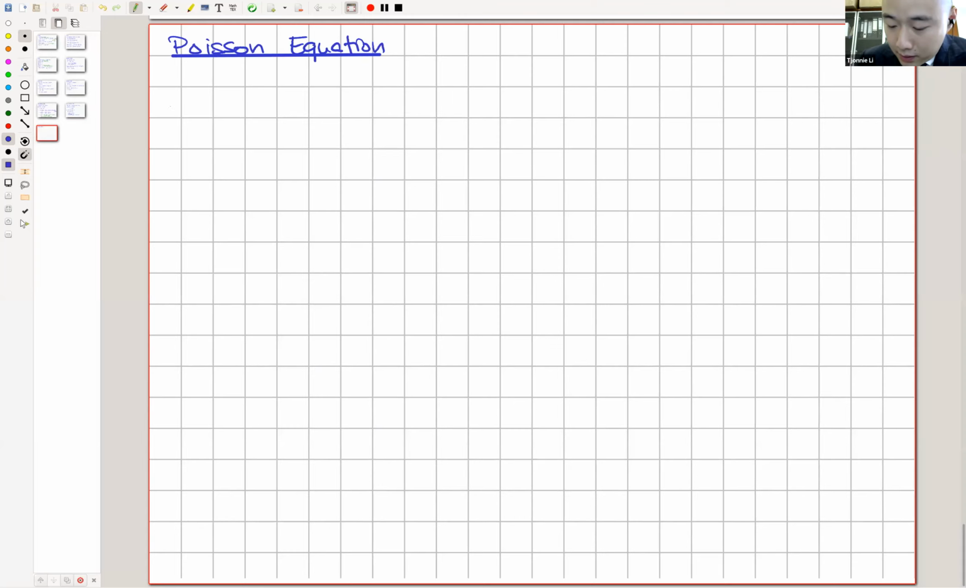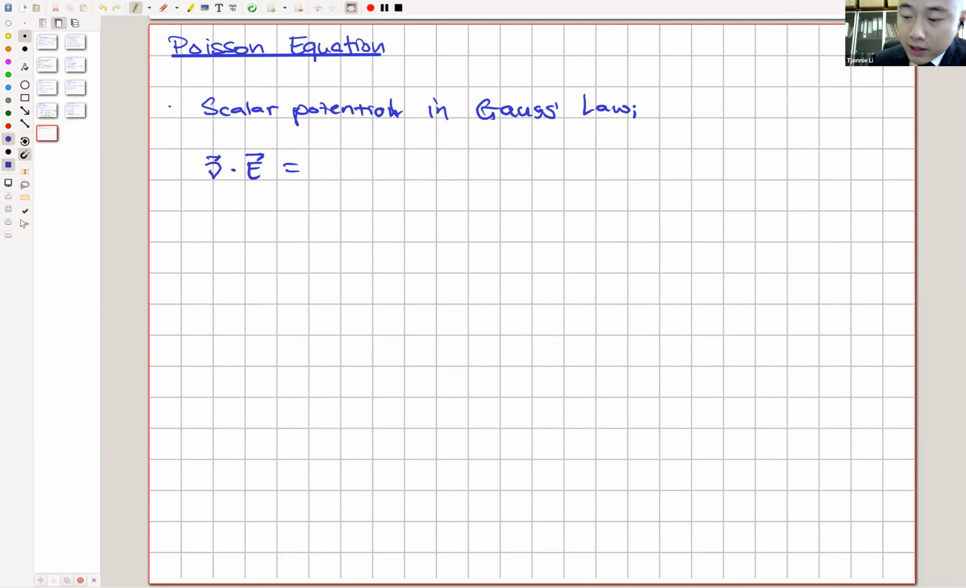Okay, so if we consider the scalar potential and now Gauss's law. Gauss's law simply states that the divergence of E equals, and I'll write this down later, rho over epsilon naught. And so in this case, we have that. Okay, I think I'm losing track of minus signs, but it's okay.